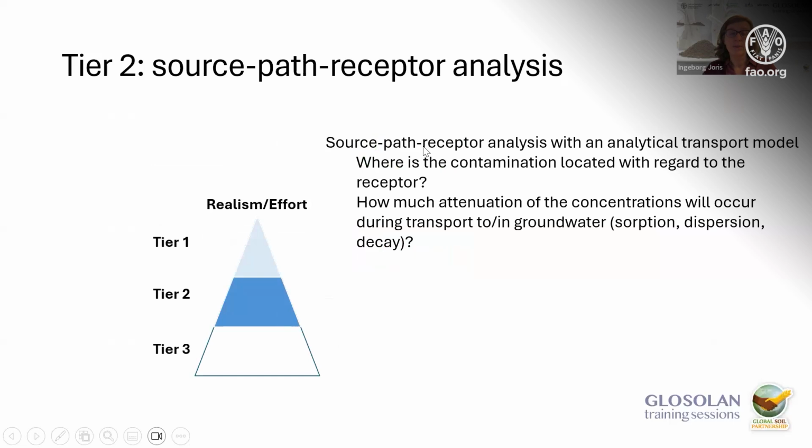Then the source path receptor analysis. We have a very simple transport model developed for that, but that can tell you already how much your concentration will diminish when your solute moves through the soil. So if you have a contamination very close to the surface and your groundwater is very deep, then you will have a diminishing of the concentration. All the processes happening in the soil, your sorption, your dispersion, will cause a lowering of the concentration to your groundwater. And in the simple transport model, you can take this into account.